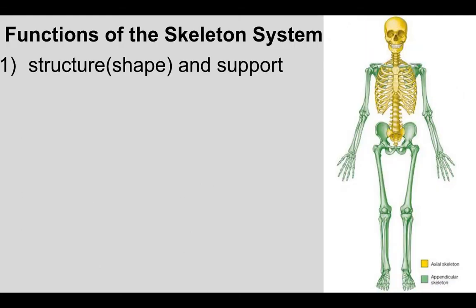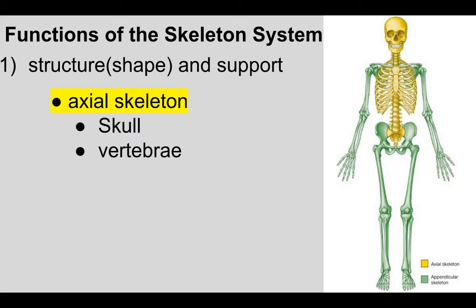Okay, so functions. The first one is shape and support. Your body is shaped the way it's shaped because of the way your bones are shaped. There's two parts to the skeleton in terms of major divisions. There's the axial skeleton, which you can see is in yellow over in that diagram on the right. So we're talking about skull, vertebrae, and the ribs. Those together make up the axial skeleton.